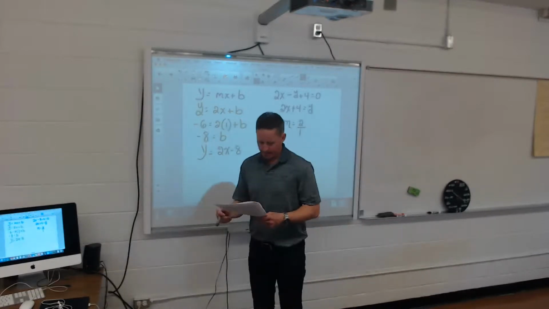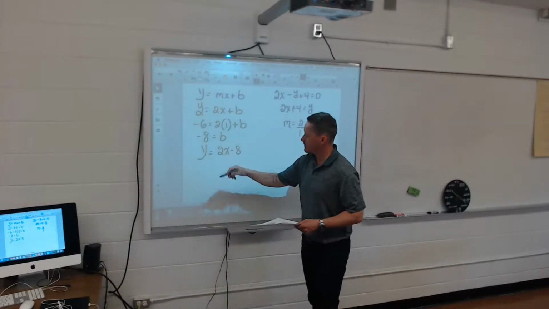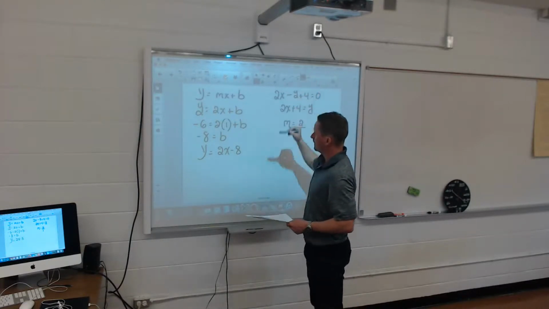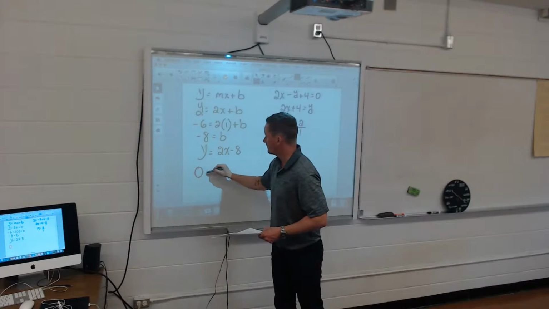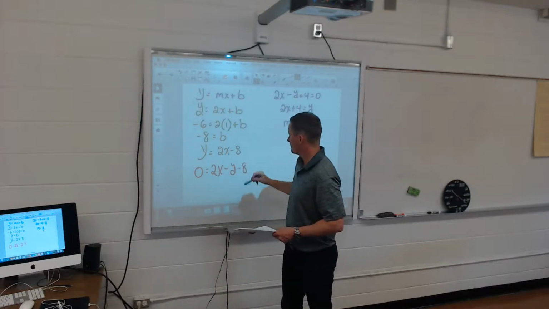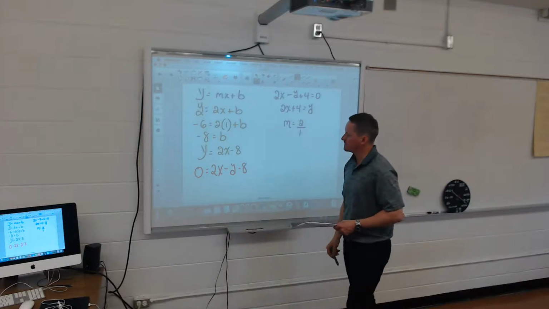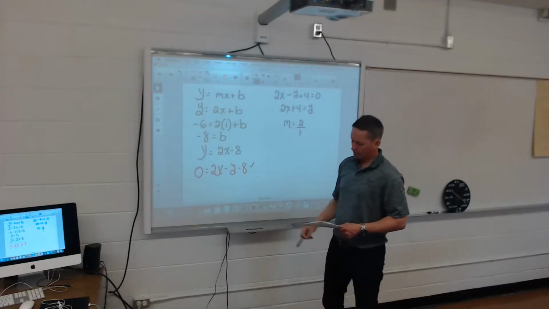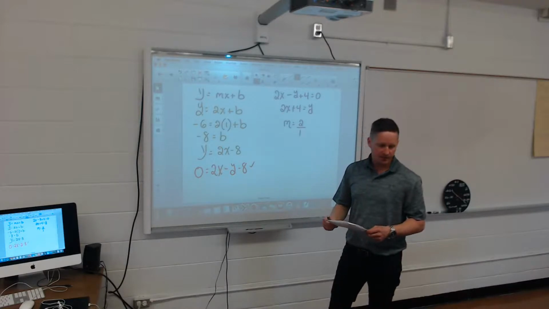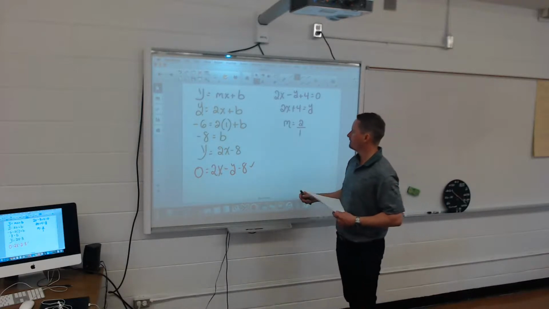And then it actually asked me to write this in general form in the last section, so I'll do that before I go. So I just simply subtract y. So this is the general form of that equation. So it'll be 2x minus y minus 8 equals 0. Okay?